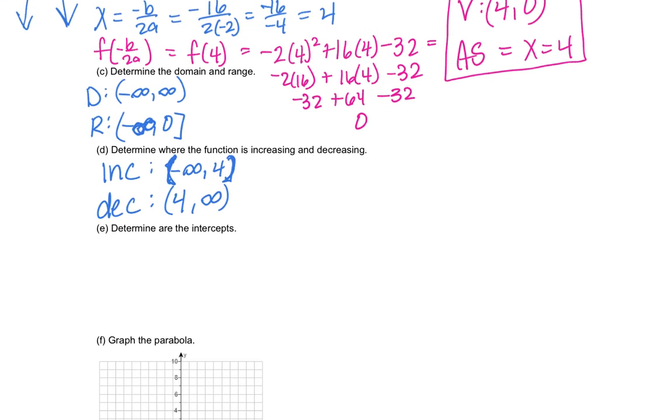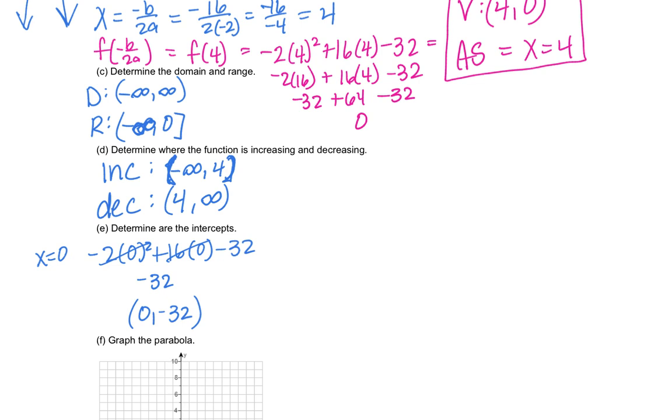Determine the intercepts when x is 0. So just replace the 0. Zeros are good because it makes everything cancel out. Goodbye, goodbye, -32. So we're not going to be able to plot that point because our graph doesn't go to -32. So we'll have to come up with our own.